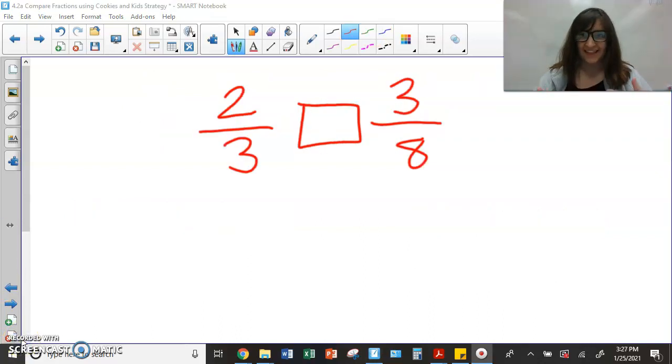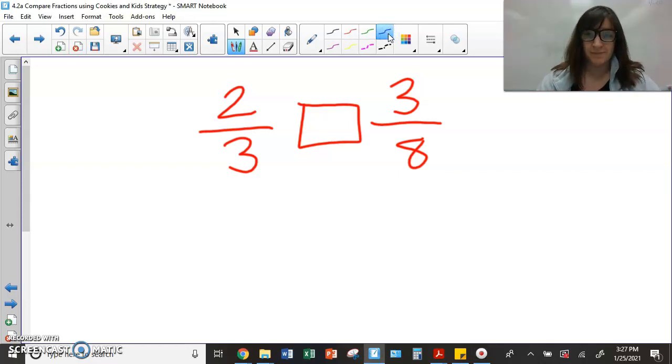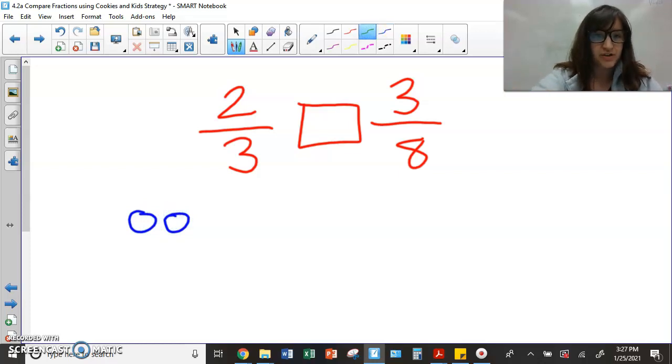Now, let's say that you came across this problem. You might wonder how you would show your work with the cookies and kids strategy. So what I would do is I would look at my numerator. My numerator is my number of cookies. So for this fraction, I have 2 cookies. My denominator is my number of children. So I'm going to draw 3 kids.